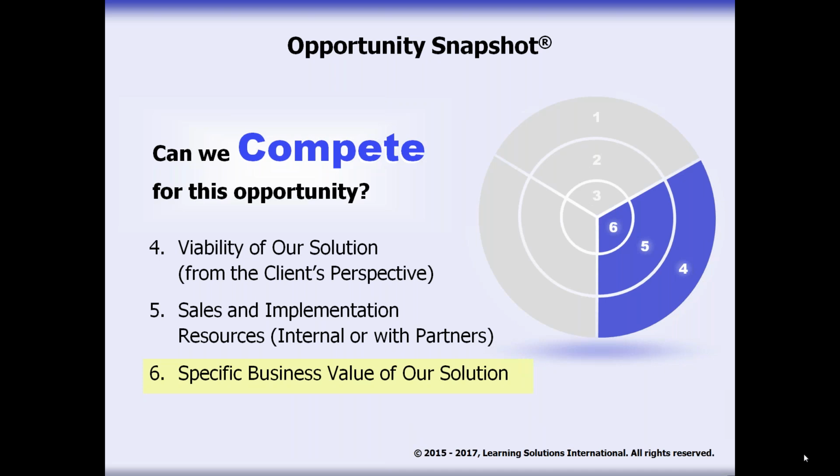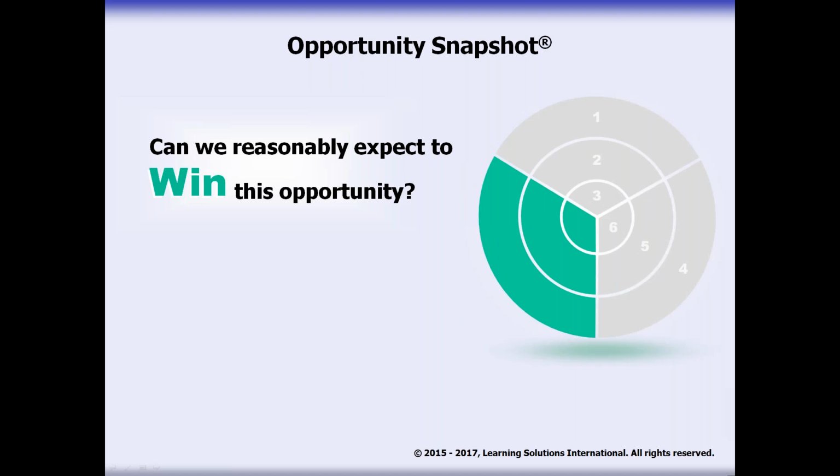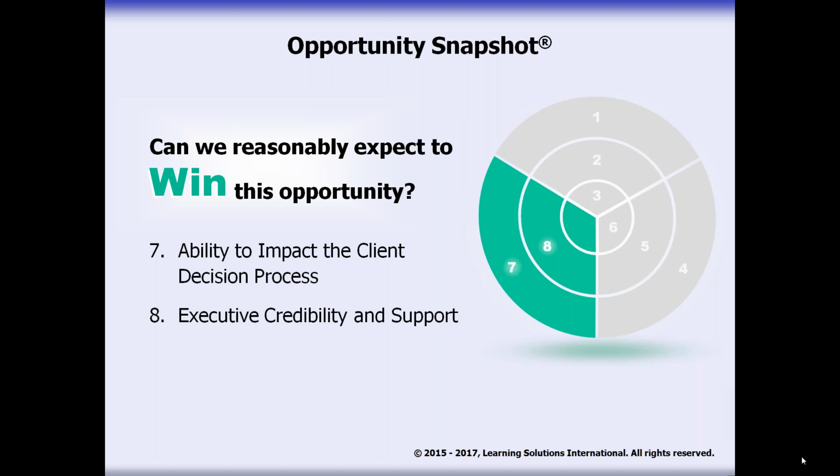And then we look at the last compelling question, which is, can we reasonably expect to win this opportunity, associated with the color green? And criteria number 7 is, what's our ability to impact the client decision process, both the formal decision process and the informal decision process? Criteria number 8 is, what's our level of executive credibility and support? Do we have some level of executive credibility and support inside the client organization?